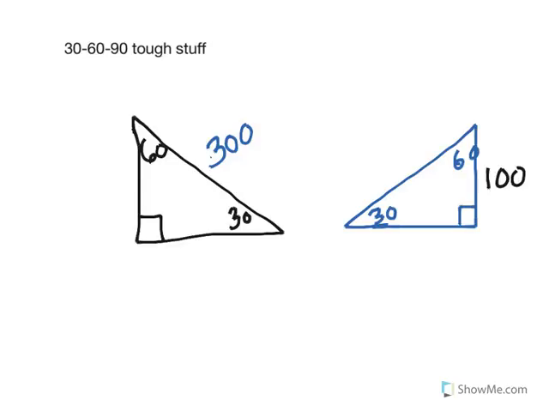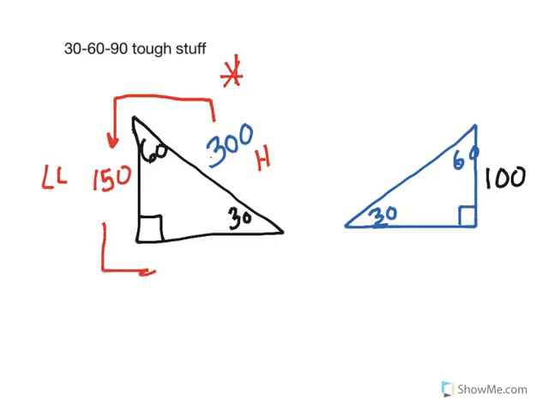On the left one, if it starts with a hypo, remember we go through the middleman to the little leg. The little leg is half the hypo, so this would be 150. And then we go to the big leg, which is little leg times radical 3. So there's a little review.